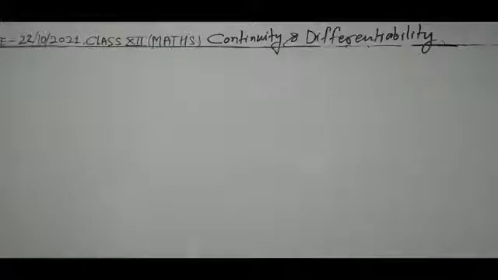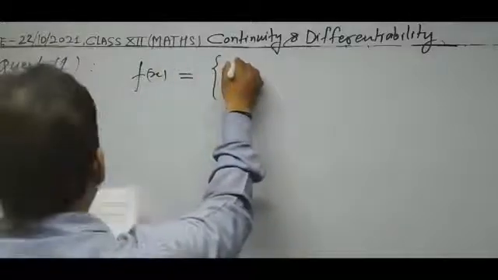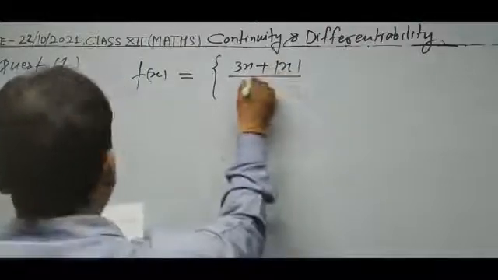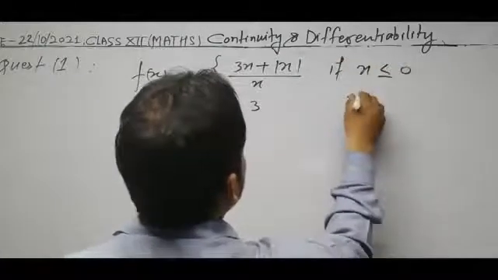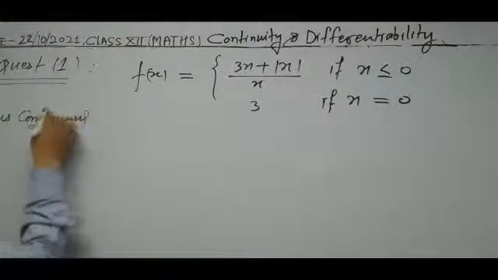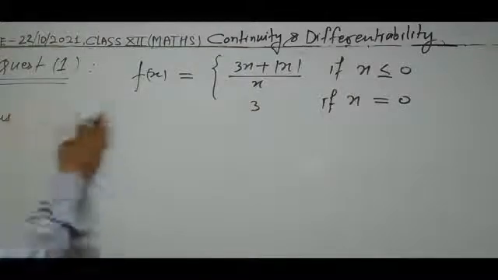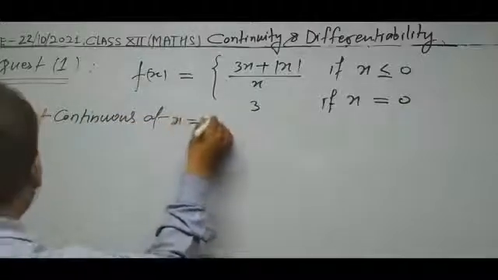Question number 1: prove that f(x) = (3x + |x|)/x for x ≠ 0, and 3 for x = 0, is not continuous at x = 0.